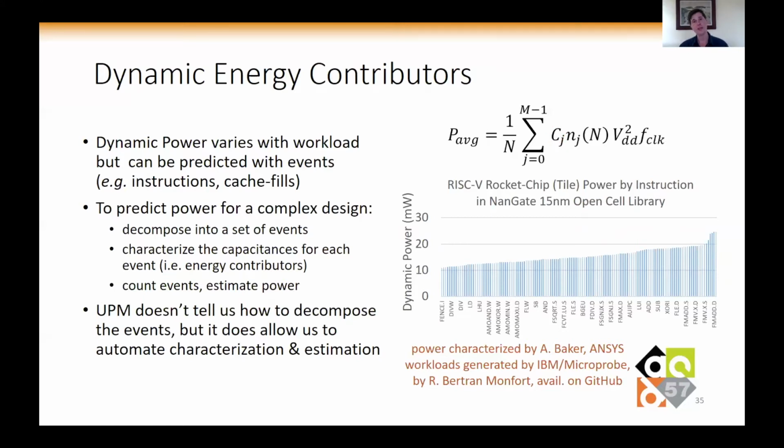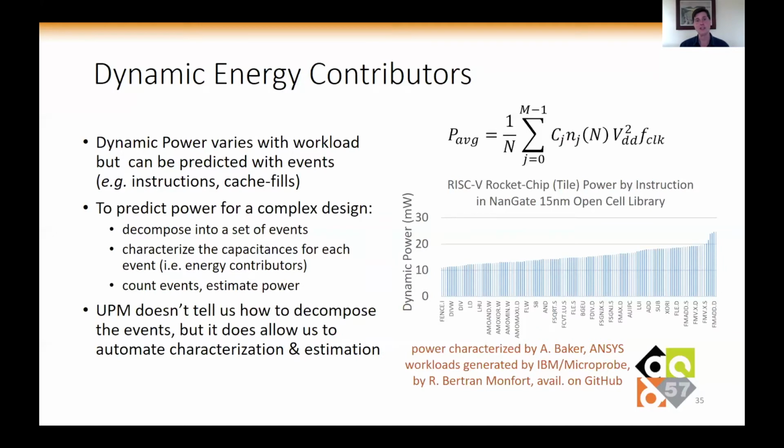And then to estimate power, I simply have to count the number of events n sub j that occur over a certain number of cycles, capital N, and then multiply them together to get an expression for the dynamic power. So for the demo that you're going to see later, we did this for the rocket tile from the RISC-V rocket tile from UC Berkeley, as I'm showing in this table down here.